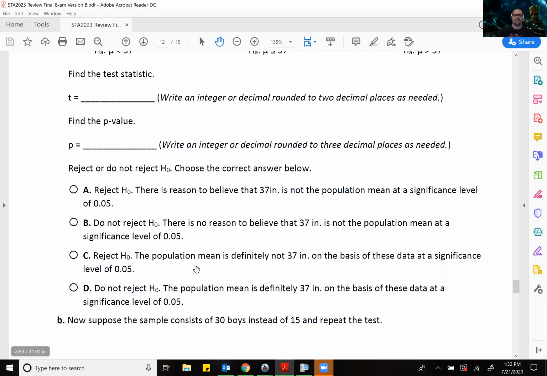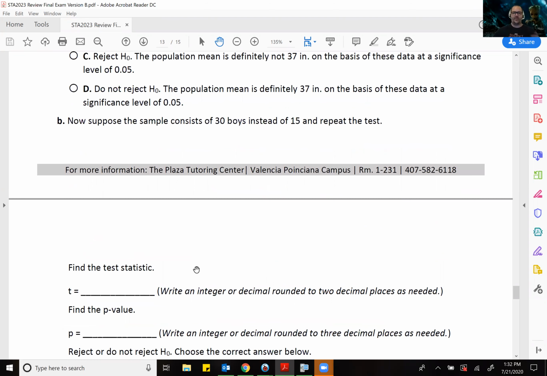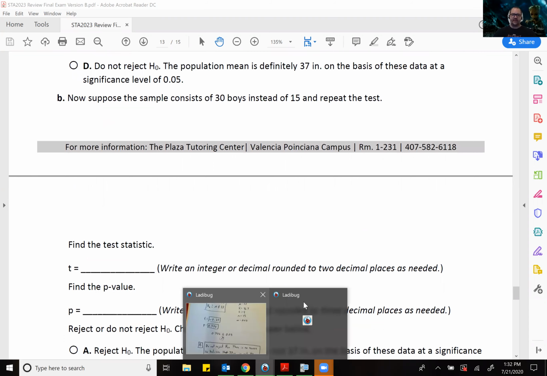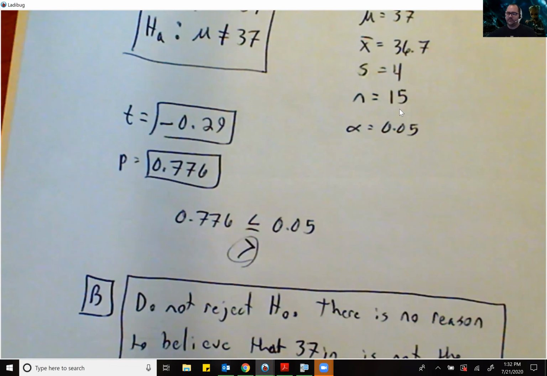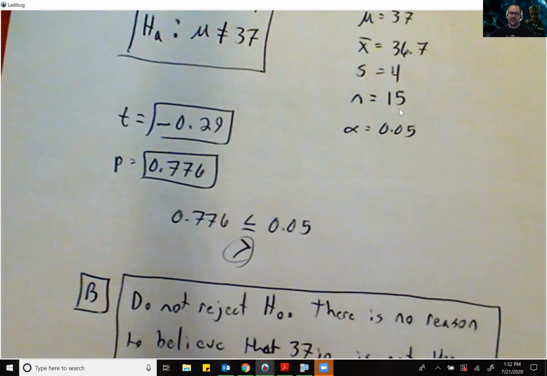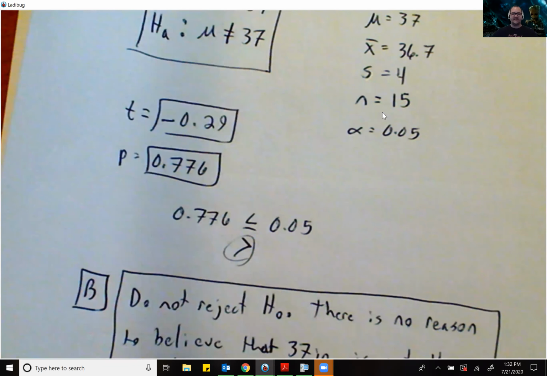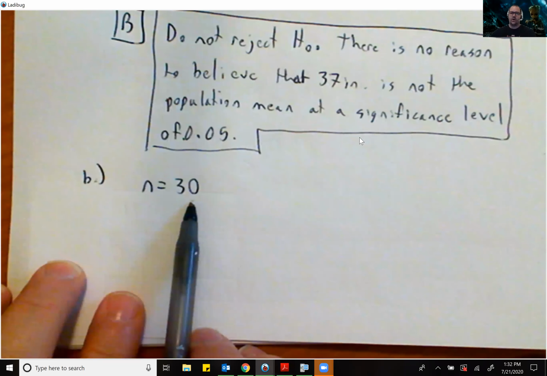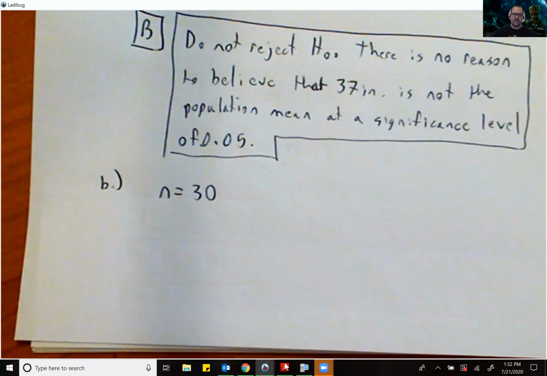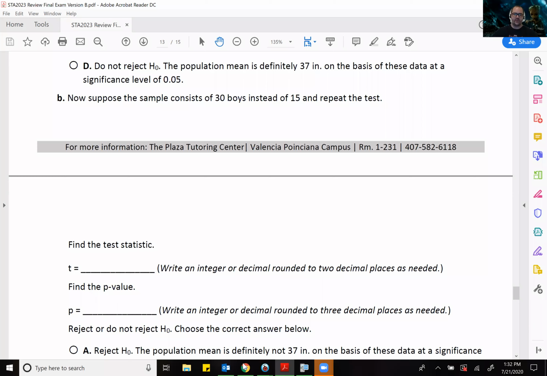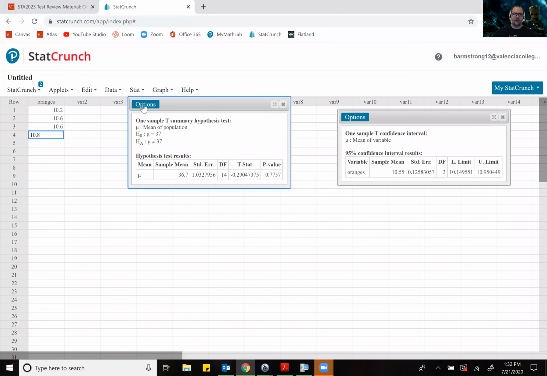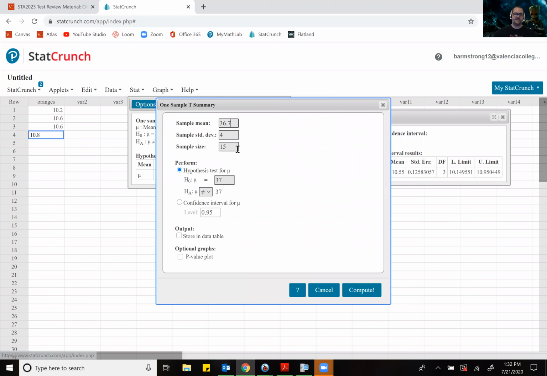Part B. It says, now suppose the sample size was 30 instead of 15. Repeat the test. So that's easy. I'm just going to go back to StatCrunch. If you did this in the calculator, all you're going to do is replace the n with 30. So this time n is 30. The hypotheses all stay the same. The only thing we're changing is the n. So all of our statistics still stay the same as well. In StatCrunch, I go into the options, edit, change this to 30, and compute.